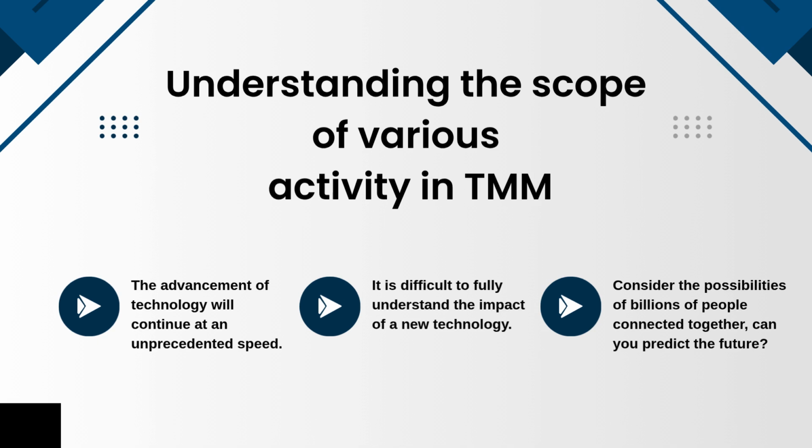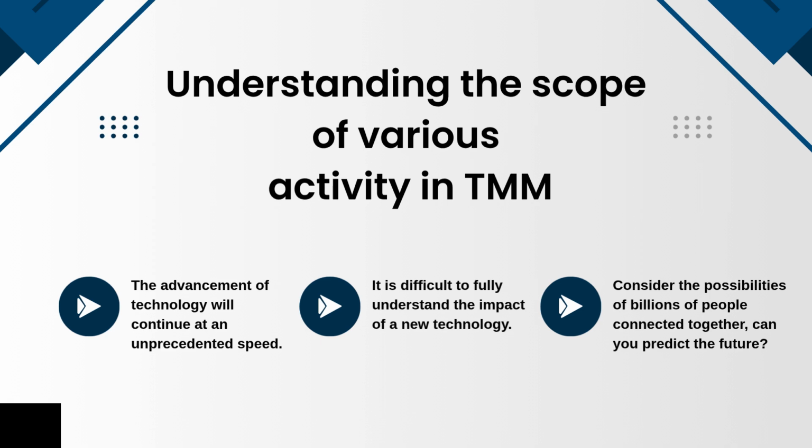Alright, now let's move on to the first subtopic, which is understanding the scope of various activities in the Technology Maturity Model TMM. First, the advancement of technology will continue at an unprecedented speed. This means that technology is continuously evolving at a very rapid pace. Today, we can see many emerging technologies such as artificial intelligence AI, the Internet of Things IoT, blockchain, robotics, and cloud computing developing rapidly. These technological advancements have transformed the way we learn, work, communicate, and conduct business.